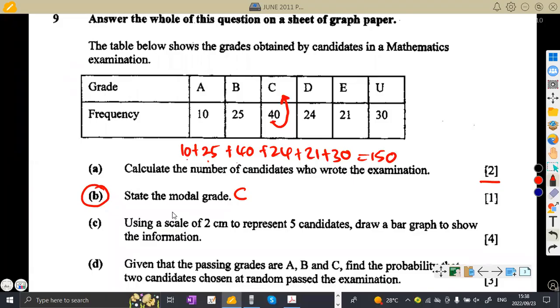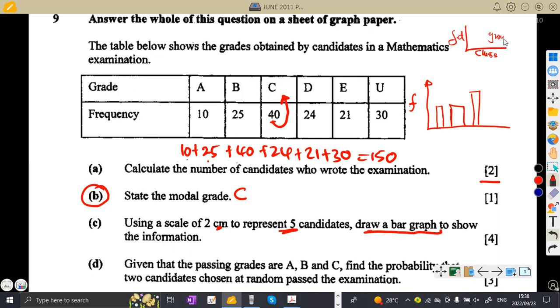The C part is now using a scale of 2 centimeters to represent 5 candidates. Draw a bar chart. A bar chart is similar to a histogram, but they are not the same. It possesses some features of a histogram, but the bars are separated and have the same thickness throughout. This axis is for the frequency. On a histogram we have frequency density versus the classes, and that is for grouped information, while this one is for ungrouped information.